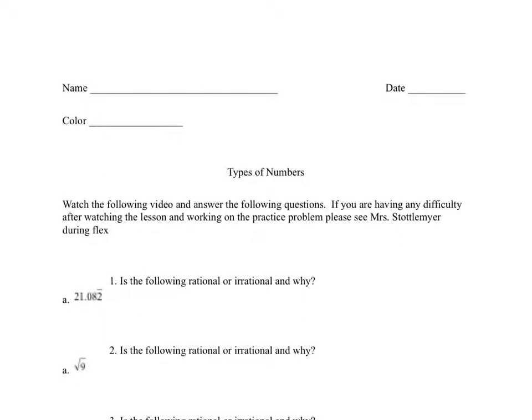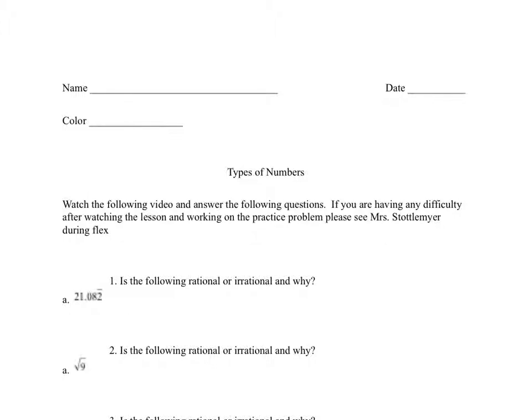So today during RAP we're going to be looking at and reviewing types of numbers, mainly rational and irrational, and how to go from a fraction to a decimal, all of those sorts of things. So let's first review what rational and irrational numbers are.